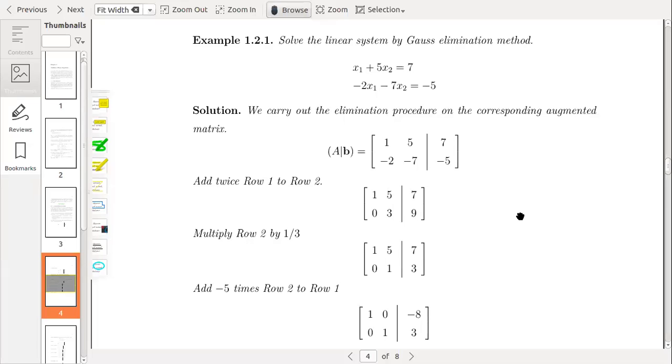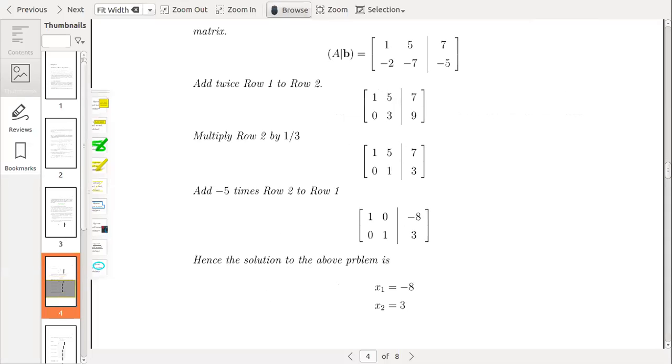1, 5, 7, 0, 3. So in the next step, we can make this 3 into 1, but it is not necessary to make it 1. In the Gaussian elimination method, it's up to you. But if we make it 1, it looks very easy to solve. Now see, this is actually an upper triangular matrix because the entries below the diagonal are 0. That is why we say it is an upper triangular matrix.